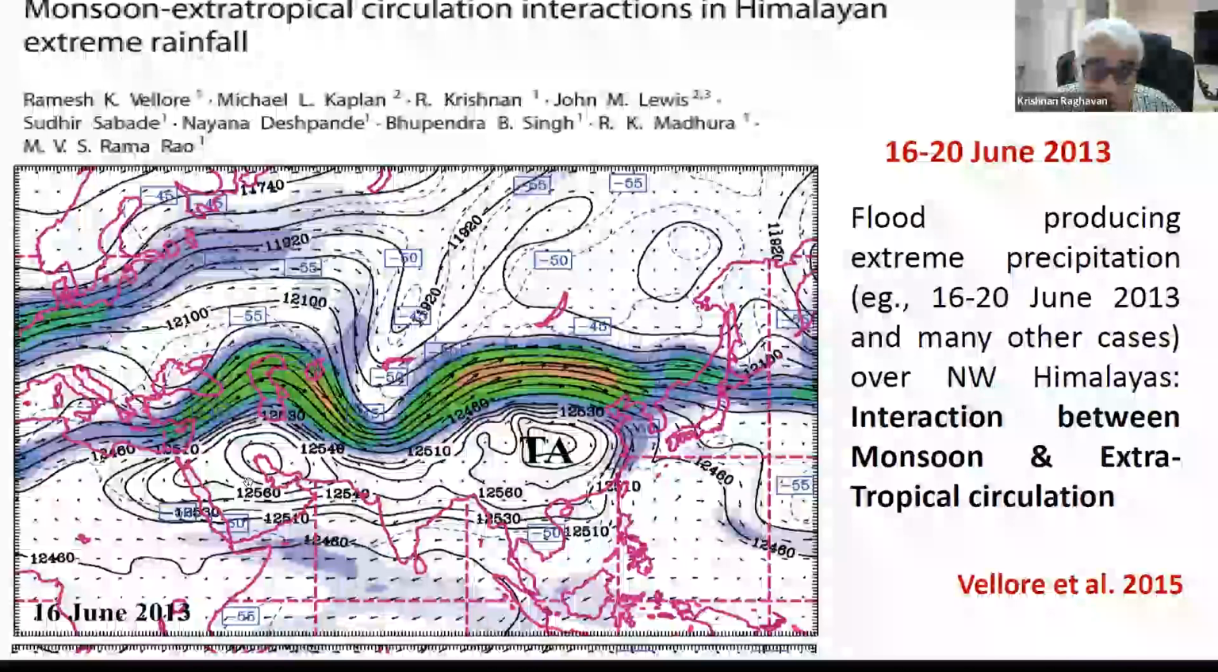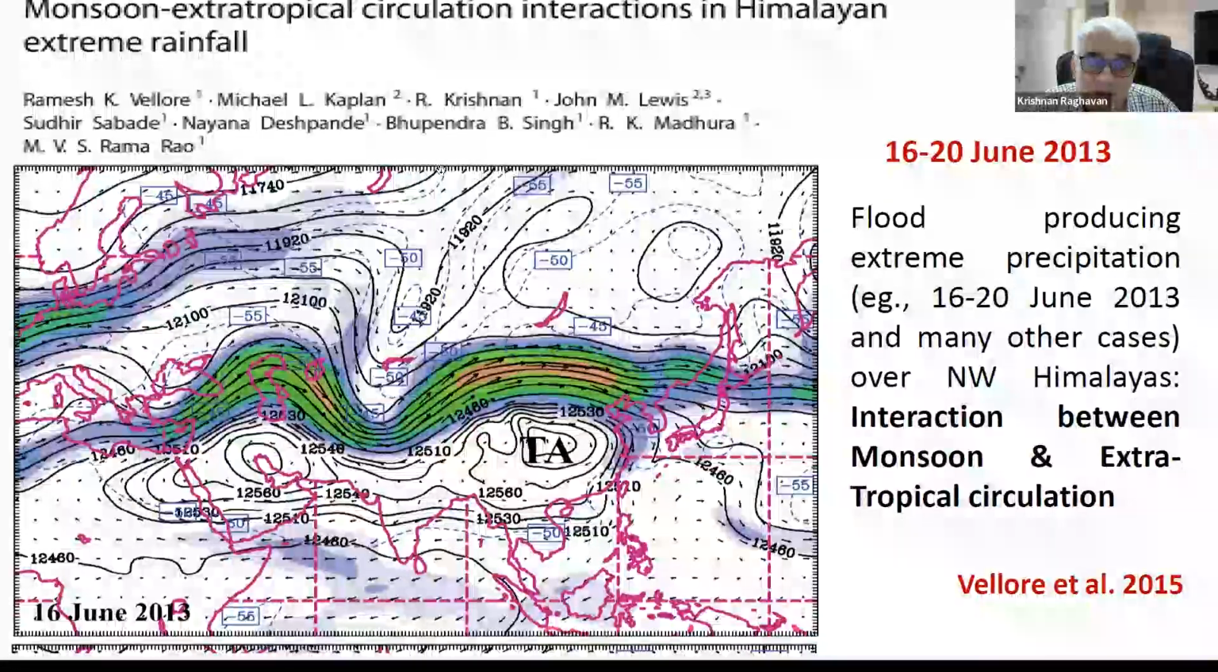So this was 16 June 2013. The Tibetan anticyclone was very, very active. It was very unstable. And around the same time, there was a low pressure system moving from the Bay of Bengal very quickly to the Himalayan region.